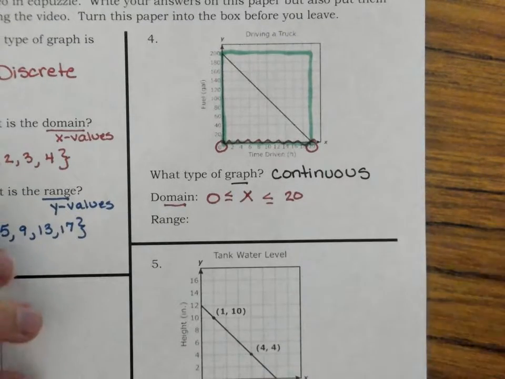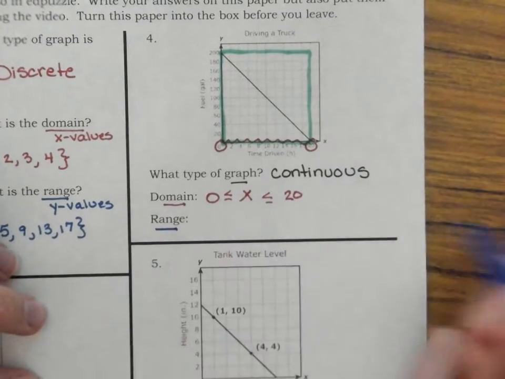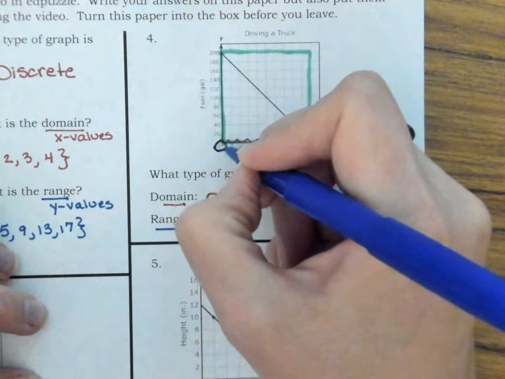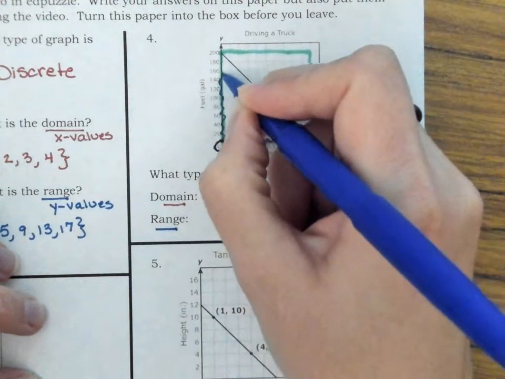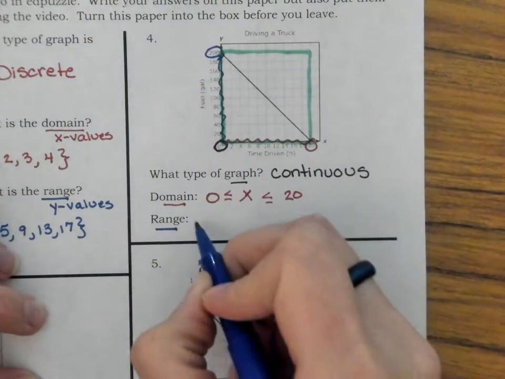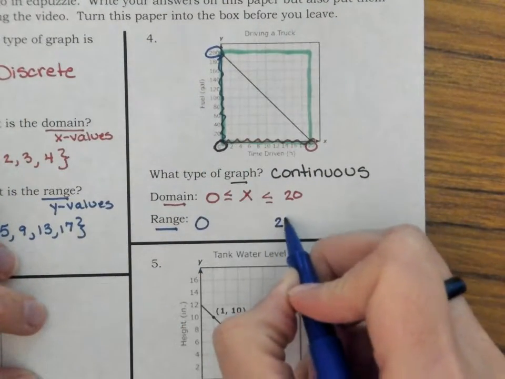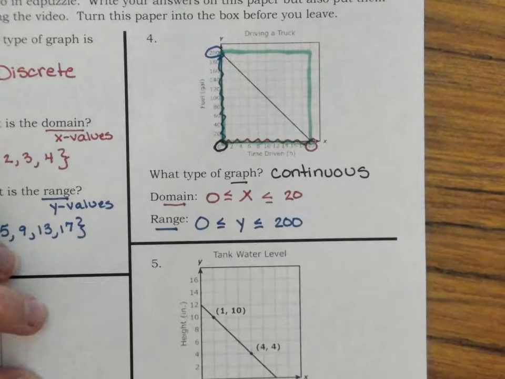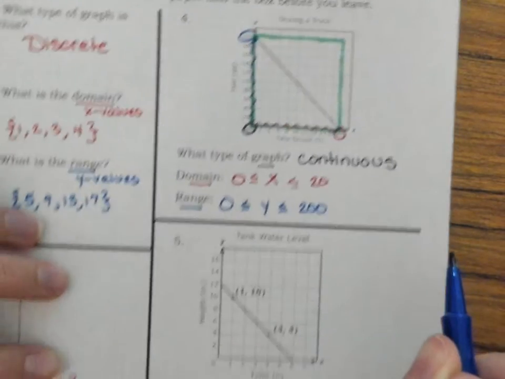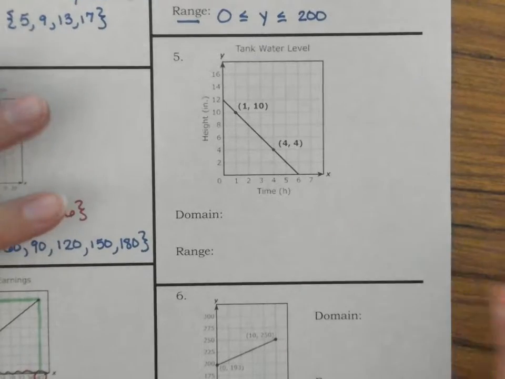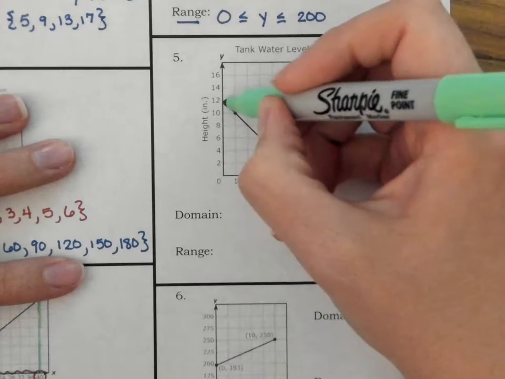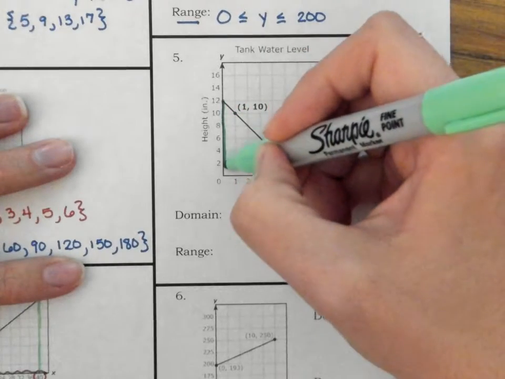And then we want to look at the range. Range is my y values. So that starts down here at 0 all the way up to 200. Okay, number 5. Again, I have a continuous graph and it has endpoints, so I'm going to box it in.